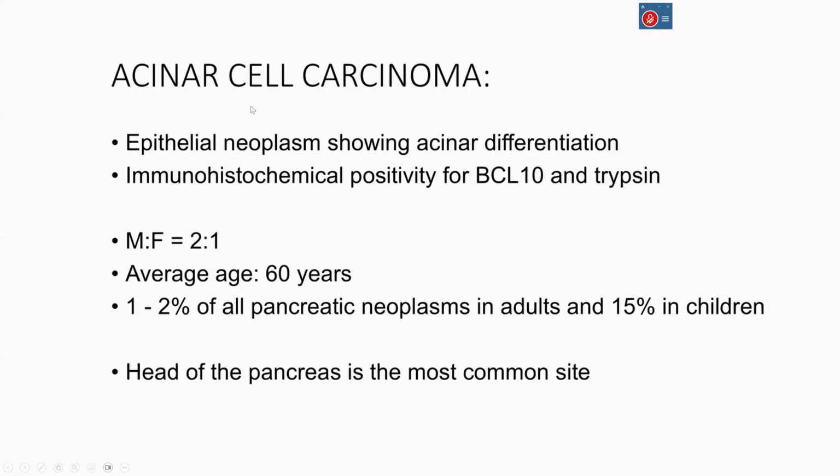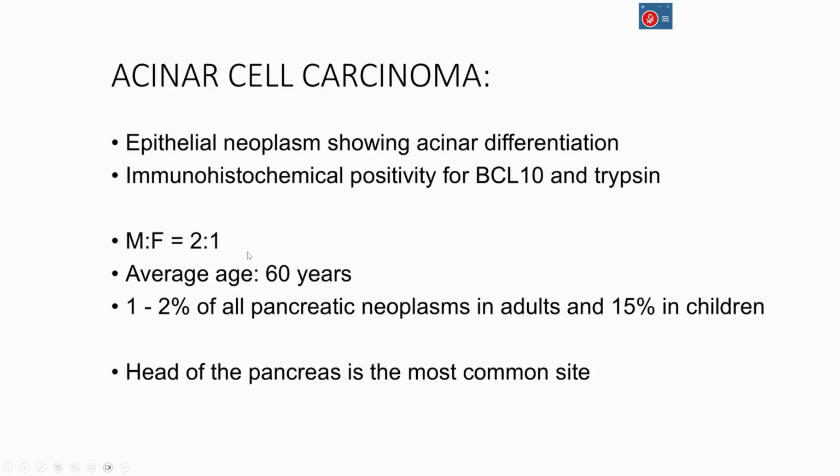So acinar cell carcinoma, it's a rare pancreatic tumor, but you do see it infrequently. This is an aggressive malignancy which shows acinar cell differentiation, and the diagnostic markers for this entity are CD10 and trypsin. Sorry to say, both stains were not available in our lab, so we have to outsource these, and it will take a few more days to get back the slides.